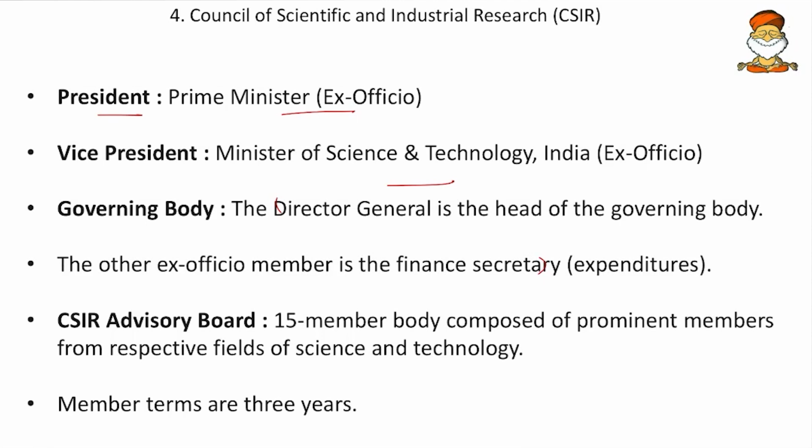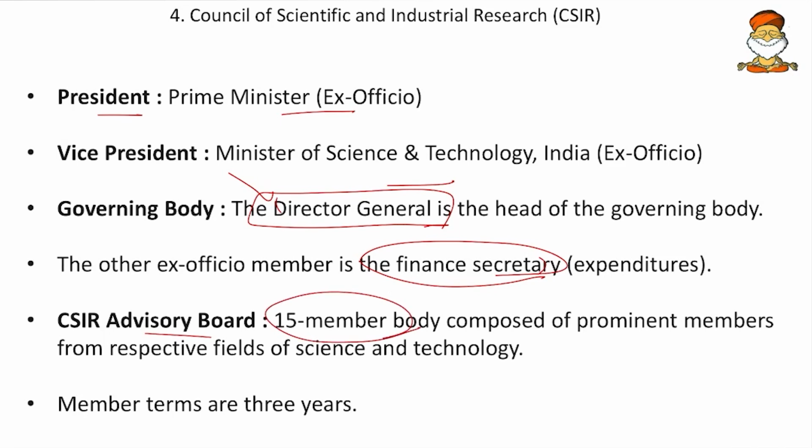So this council consists of a governing body and it is headed by the Director General. So he looks into the day-to-day administration and other policies. Then the other ex officio member is the Finance Secretary. So the Finance Secretary looks into the financial management. And this governing body has an advisory body also, consisting of 15 members who come from varied fields.